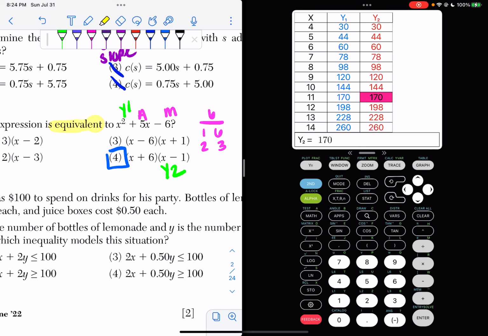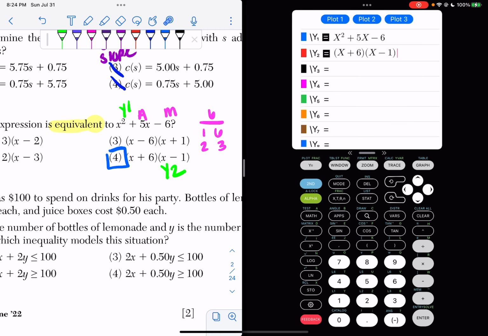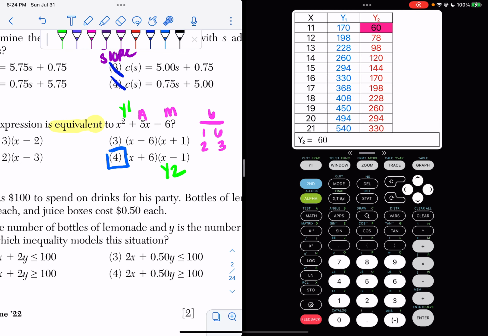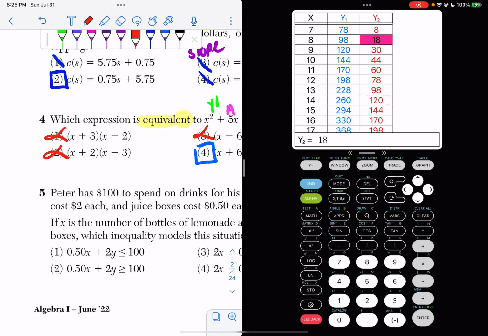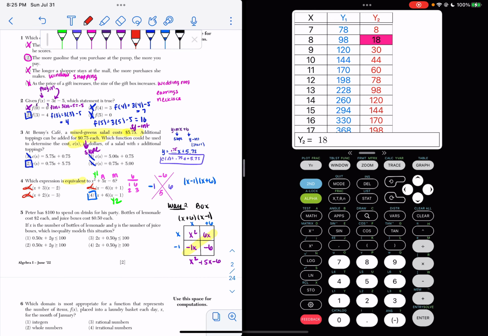Now, here's how I know it's not something like choice number 3. I'm going to clear it, and I'm going to type in x minus 6 times x plus 1. I'm going to do second graph, and if you look, my tables of values are not the same. For instance, at x equals 8, I get 98 and 18, which shows me they are not equivalent. And I could have done that for each of the answer choices. And that's how you do question number 4 from June 2022.